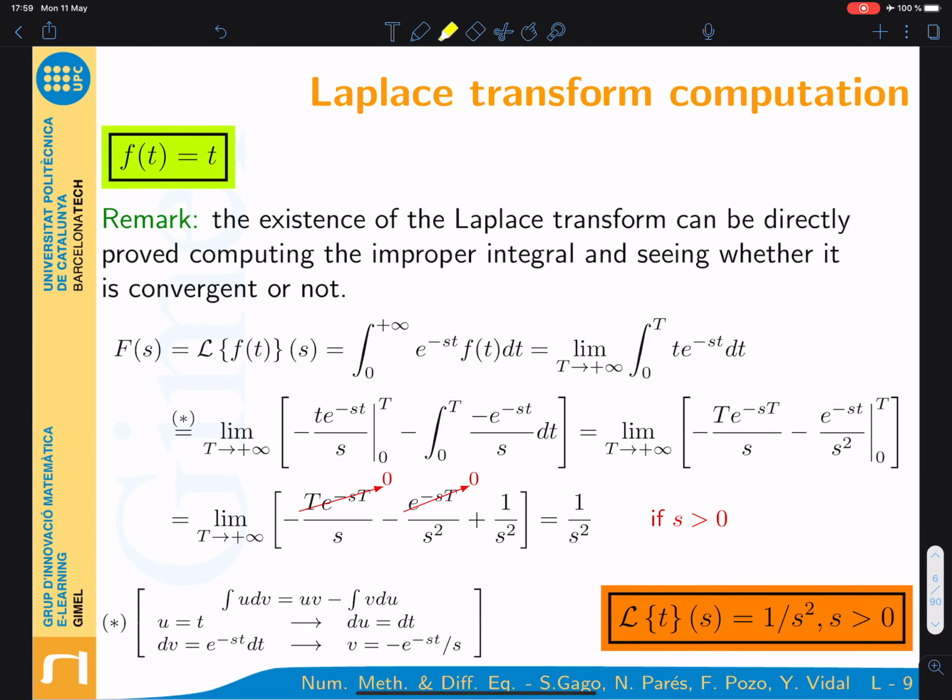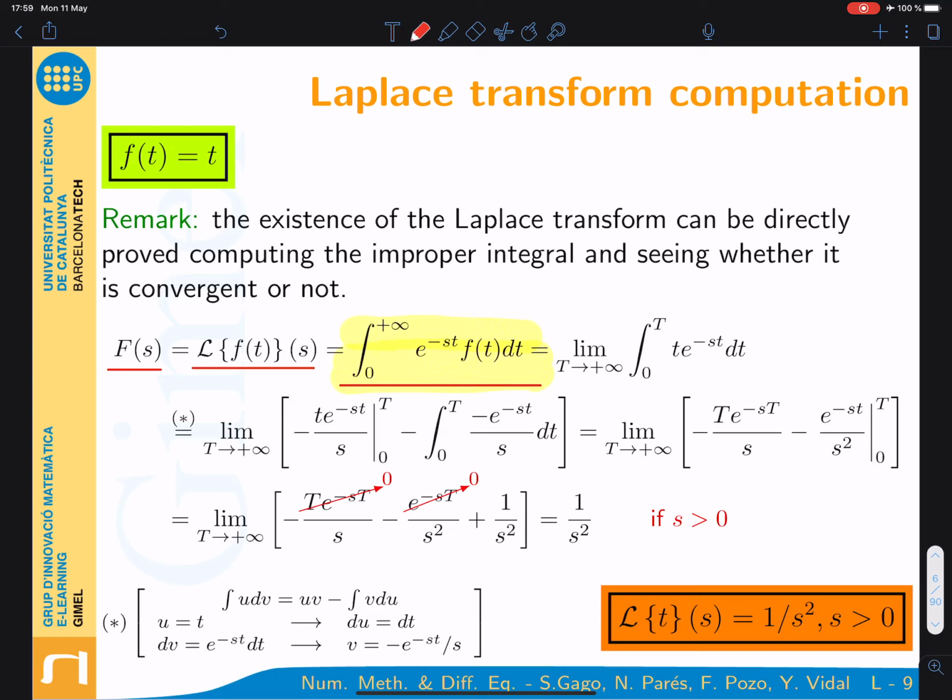Now, another basic function that we can try to compute its Laplace transform is f of t equals t, okay? I think we can try to do it a little bit faster following the slide, so let's try it. Here we have the definition of the Laplace transform for a function that is called f. So capital F of s is the Laplace transform. And these are different notations for the same thing. And then here we have just the definition. Okay, this is the definition of the Laplace transform.